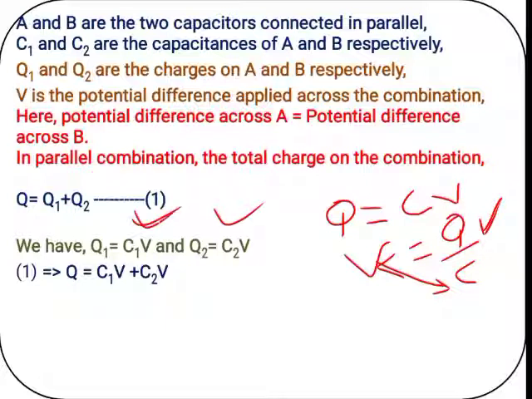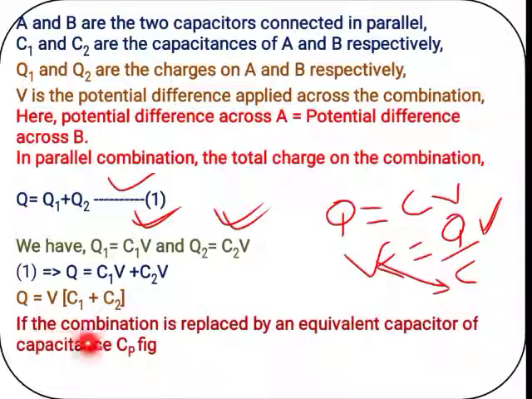Substitute these two values in equation number 1. Then equation 1 implies Q is equal to C1V plus C2V. So what is common here? Of course V. V is common here. So in the next step we have to take V outside the bracket. Then Q is equal to V into bracket C1 plus C2.